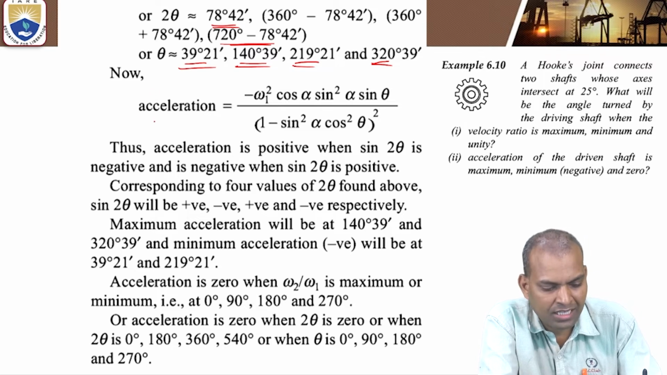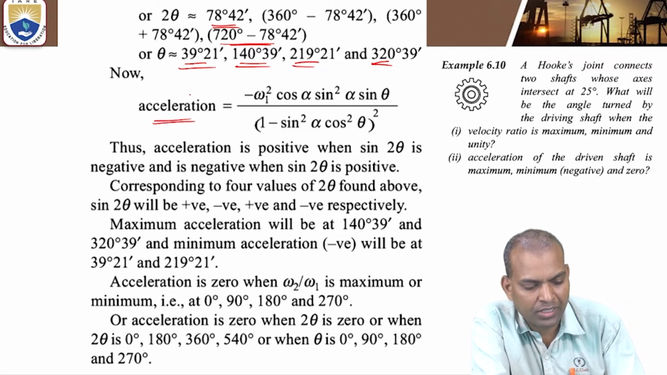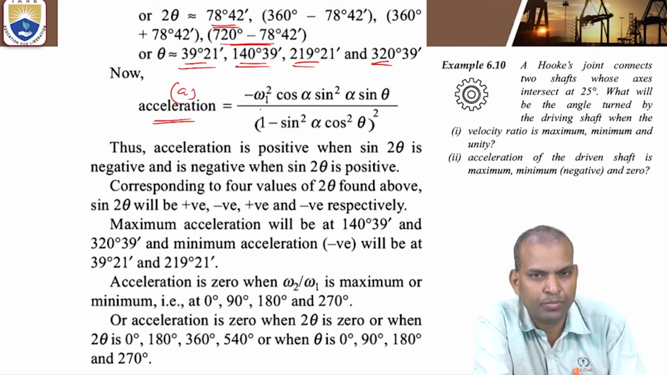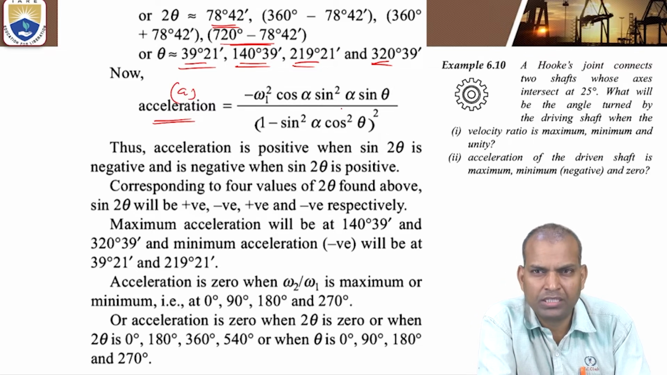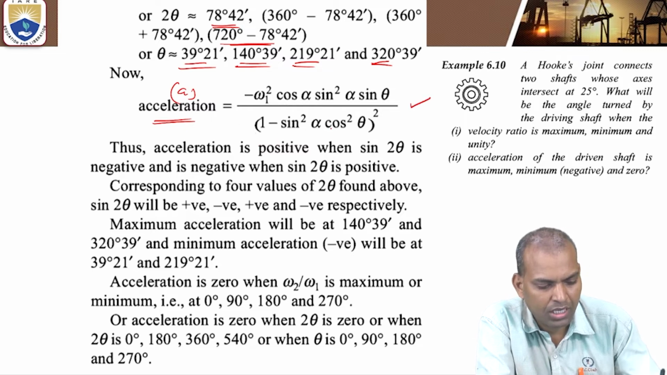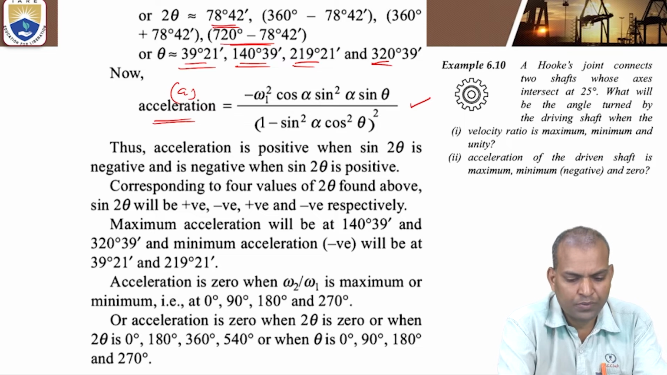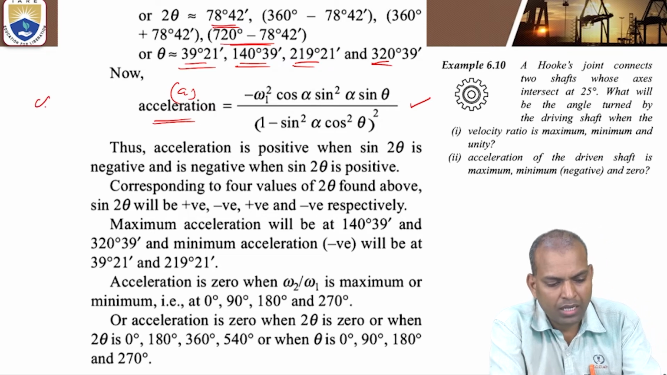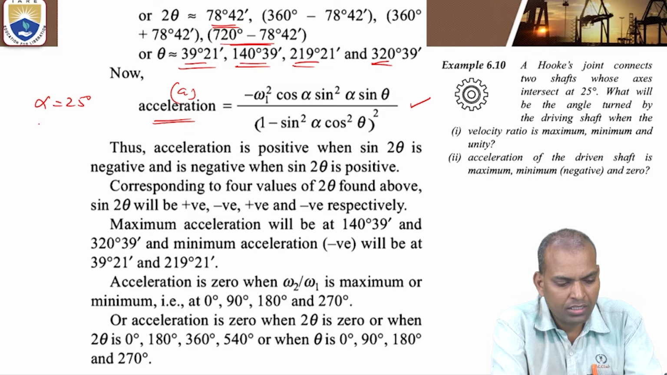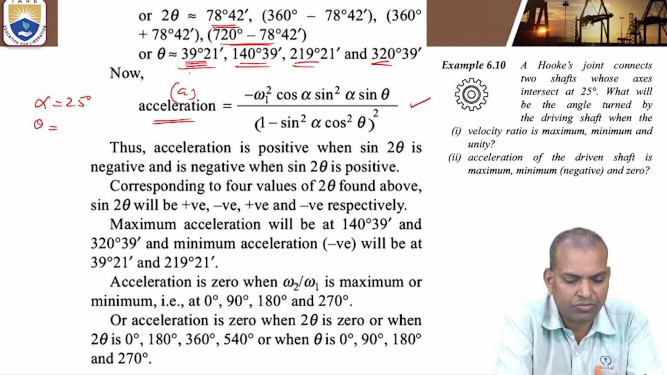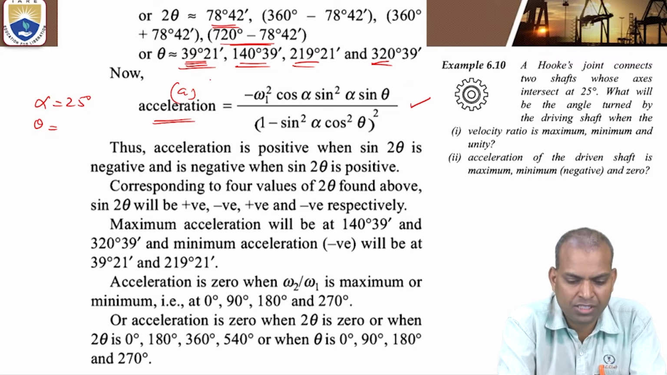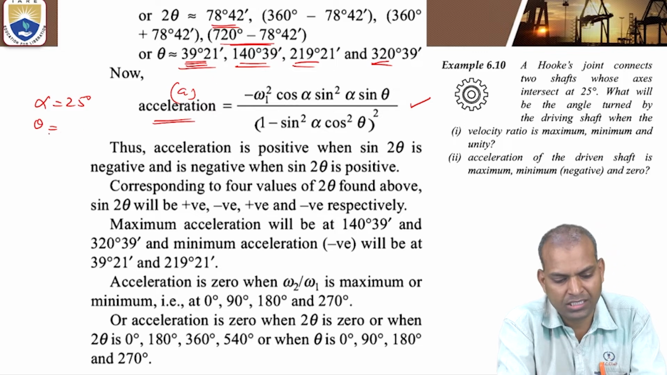So this is the acceleration formula. The acceleration A equal to minus omega 1 square cos alpha sin square alpha sin 2 theta by 1 minus sin square alpha cos square theta whole square. This is the formula. Now in order to substitute, we know the theta, we know alpha. Alpha equal to 25 degree and theta equal to, just now we found, 39 degrees 21 minutes, 140 degrees 39 minutes, 219 degrees 21 minutes and 320 degrees 39 minutes. These are the various angles.